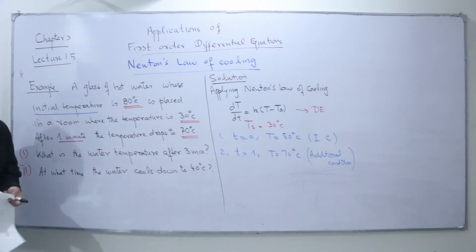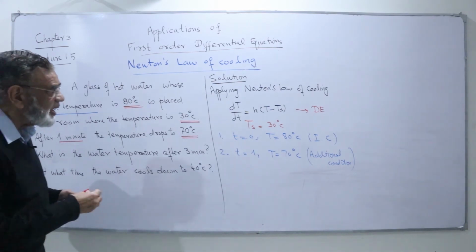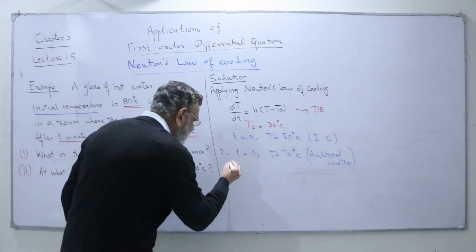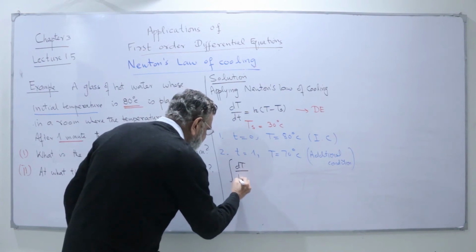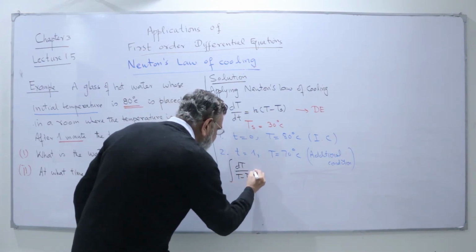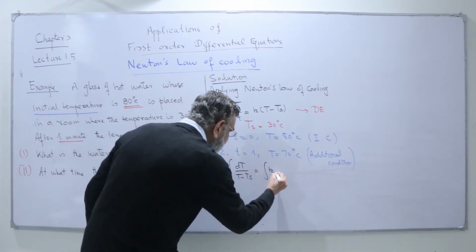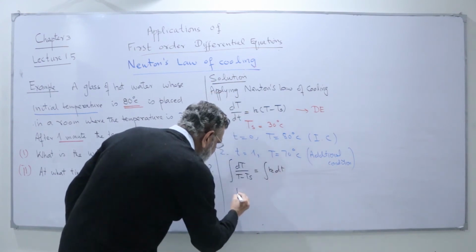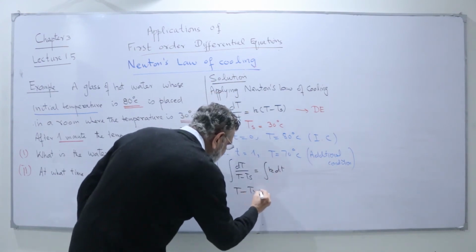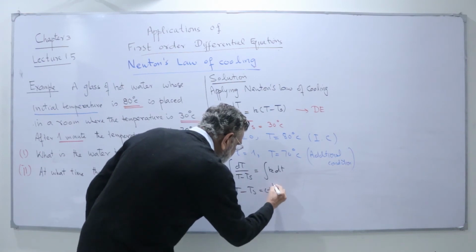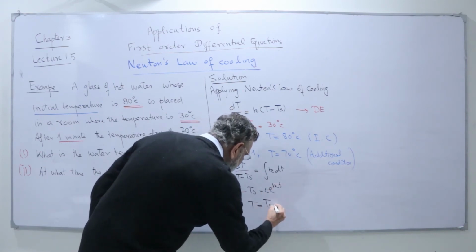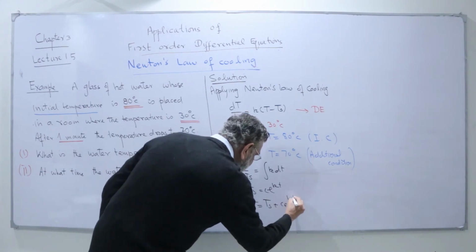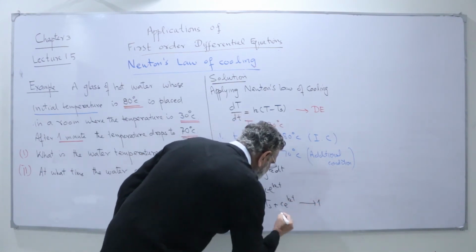So here I go and solve this one. We have given the solution already, and we use that. We integrate: the integral of dT over T minus Ts is equal to the integral of k dt. We solve it to get T minus Ts is equal to C e to the power kt, so T is equal to Ts plus C e to the power kt. This is my equation 1. This is my general solution.